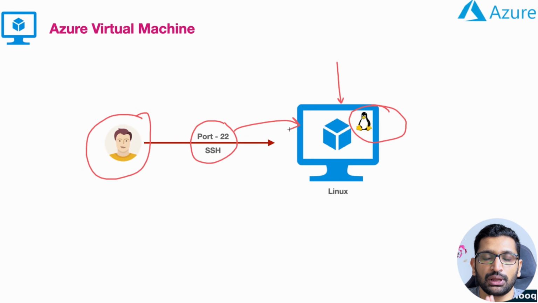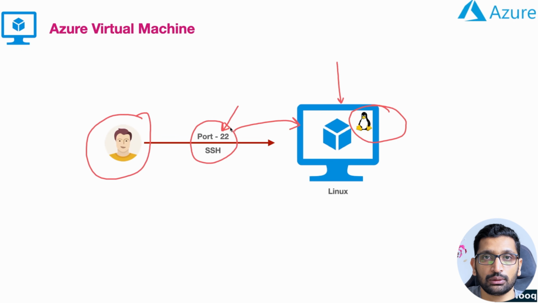So if a user is planning to access that virtual machine, and it is a Linux machine, then this particular port needs to be open. The port I'm talking about is 22. It needs to be configured in the network security group to allow the inbound traffic.